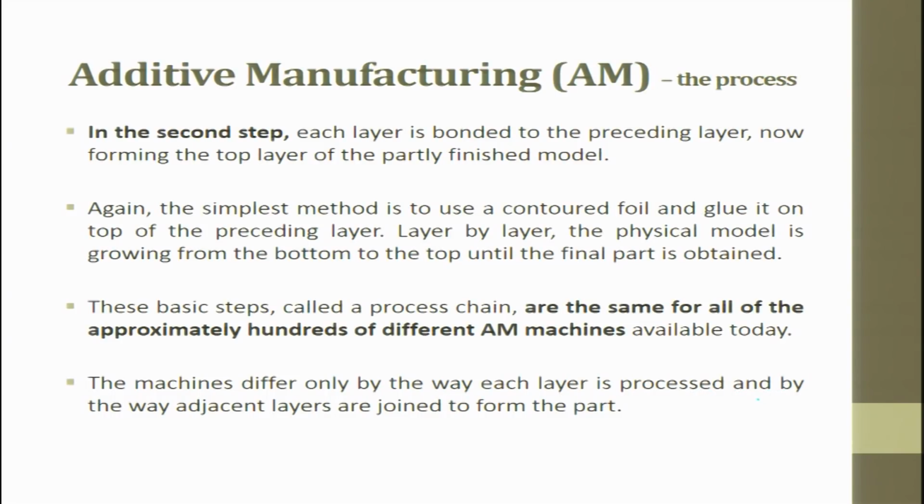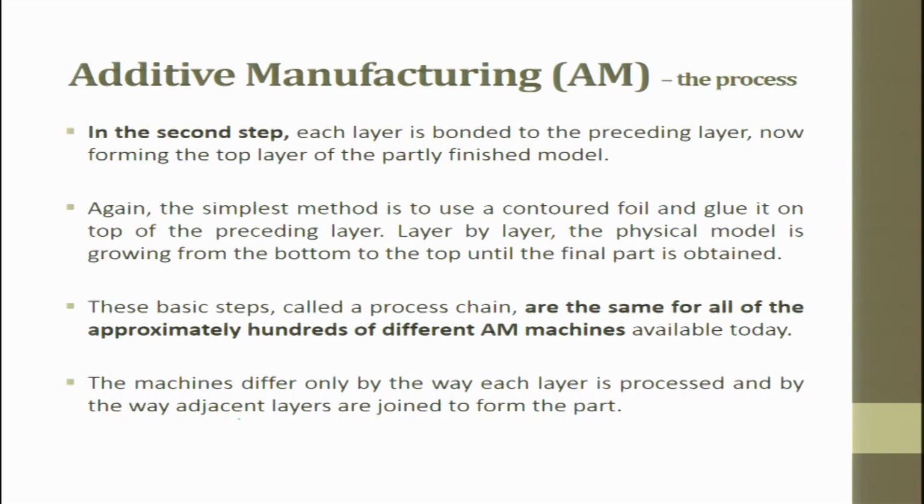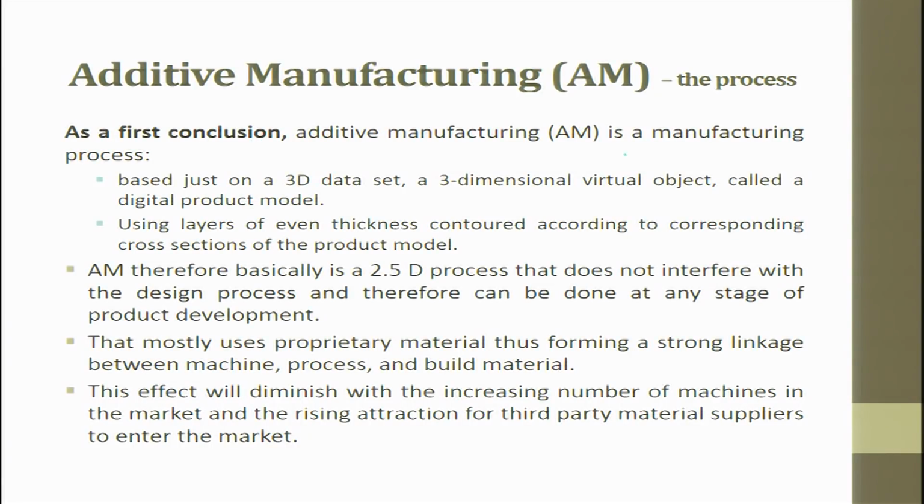So, if the starting material is liquid, you can use a laser. If it is a wire, you can pass it through a hot nozzle. If it is a powder, you can glue that powder, and by this way adjacent layers are joined to form a part. As a first conclusion, additive manufacturing is the manufacturing process based just on the 3D set, three-dimensional visual objects called the digital product model. This is otherwise called the CAD model.